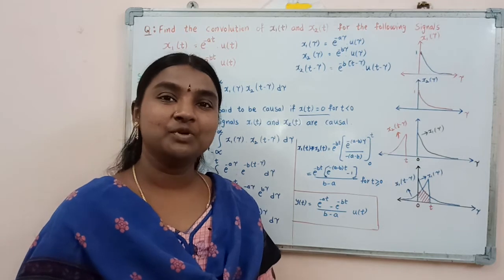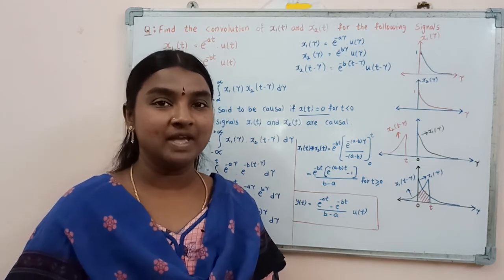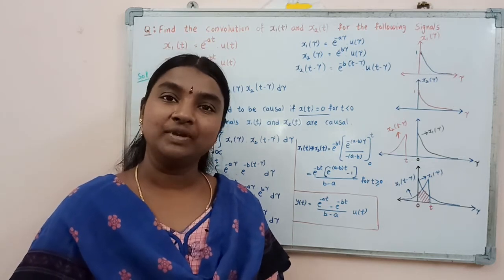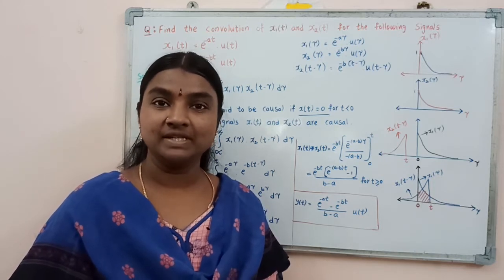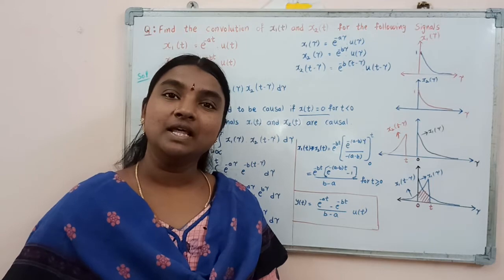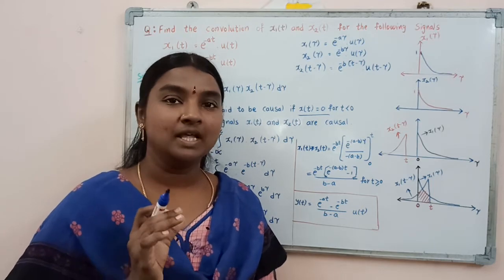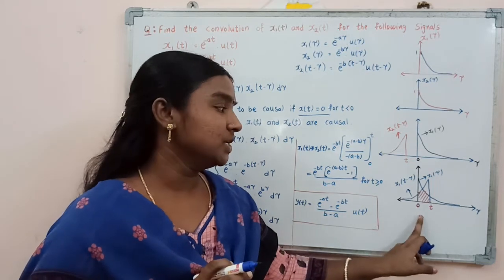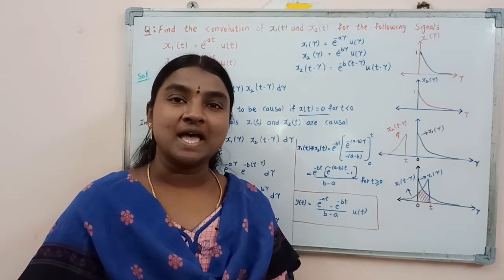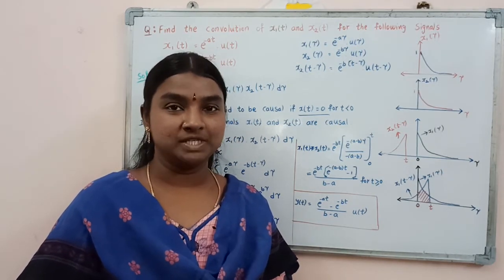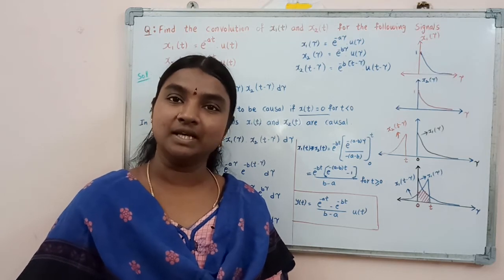So this is the procedure we have to follow when we are doing convolution of given two continuous time domain signals. And if these given signals are causal, definitely the integration limits are going to be from 0 to t. And in the description box, I am going to provide two more questions based on causal signal convolution.